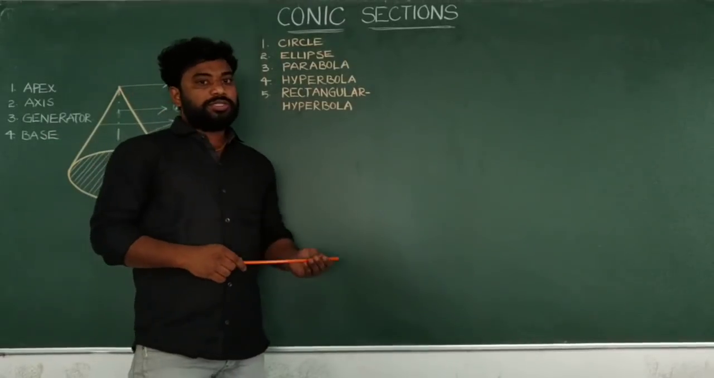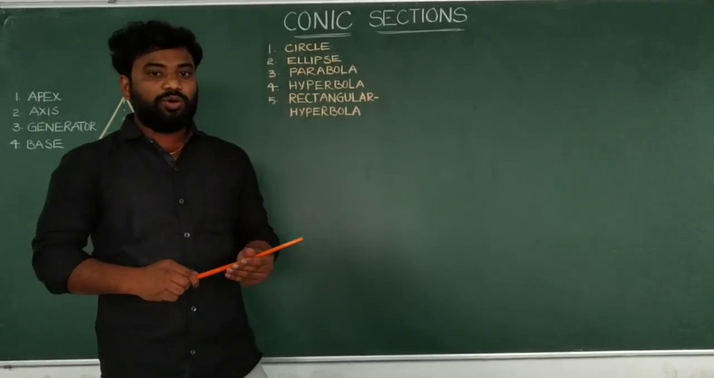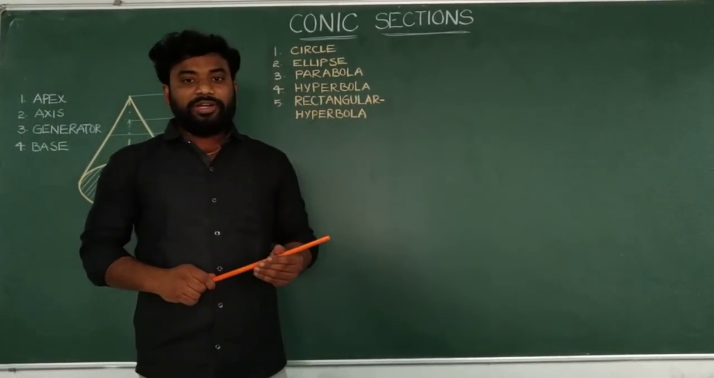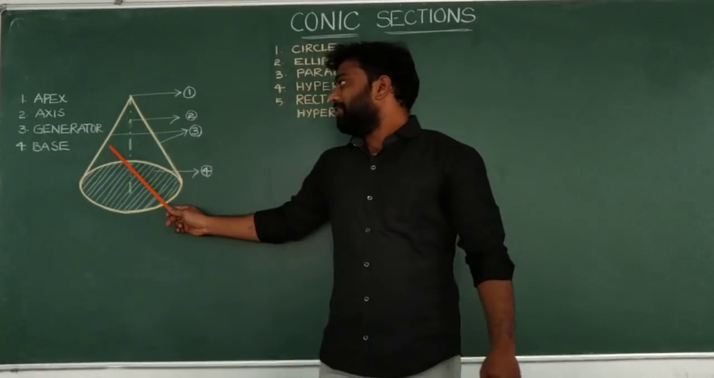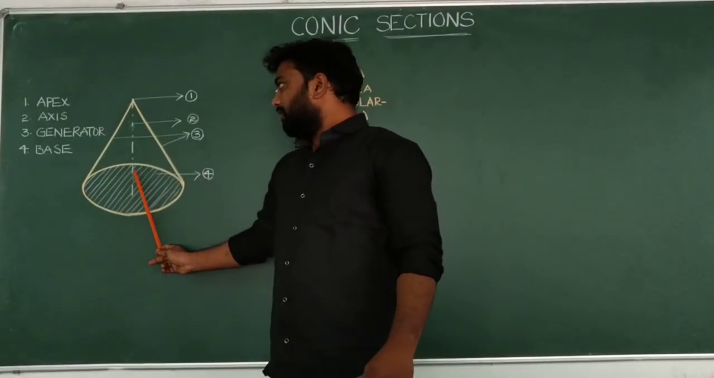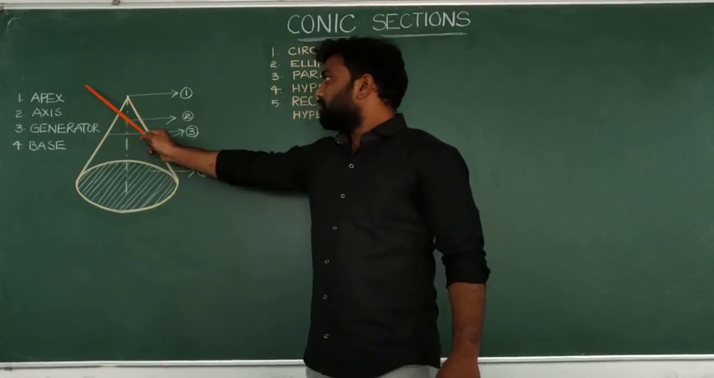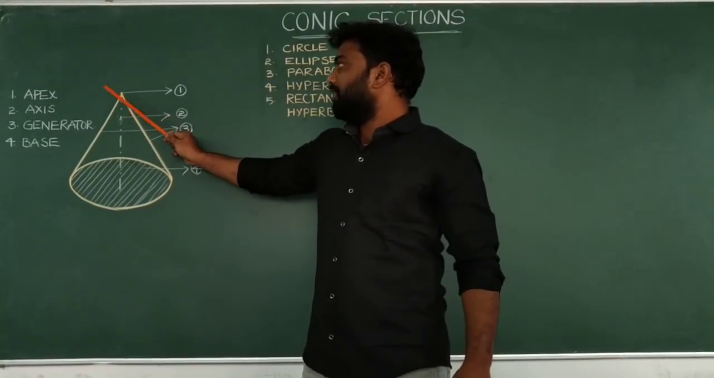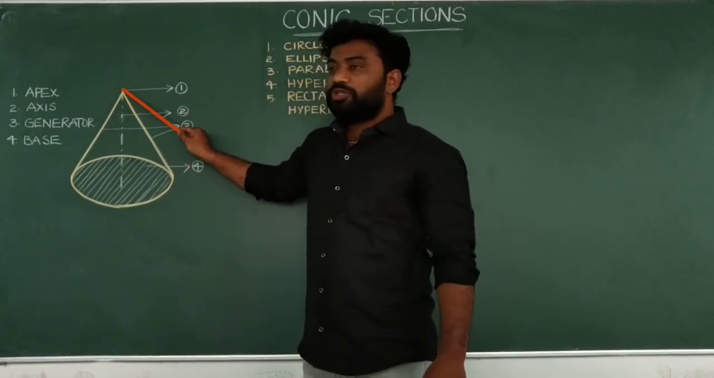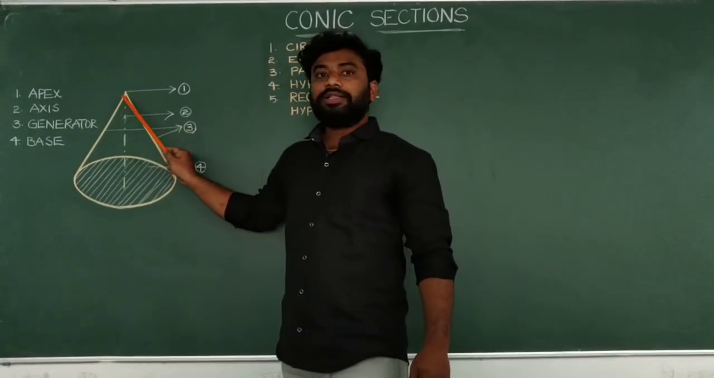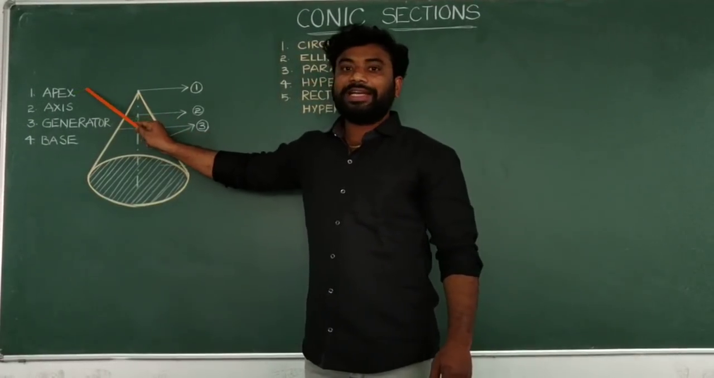Before looking at the different positions of the cutting plane with respect to the axis and the base of the cone, we can see the nomenclature of the cone. This is the cone, and here we can see the names of its parts. The first one is the apex. In this diagram, the apex is the topmost point of the cone. This is also called the vertex.